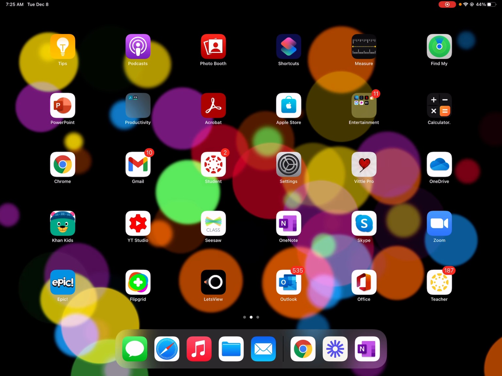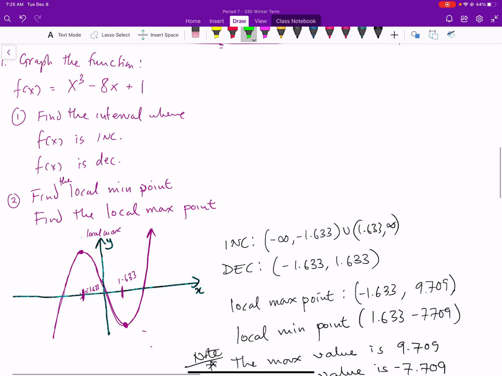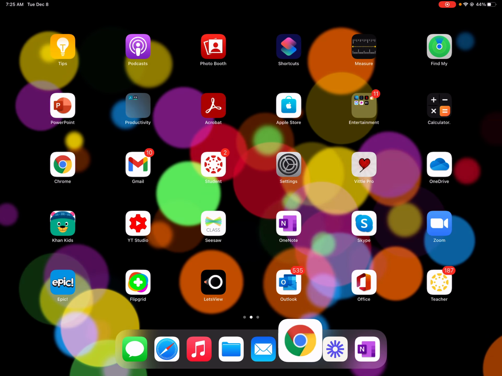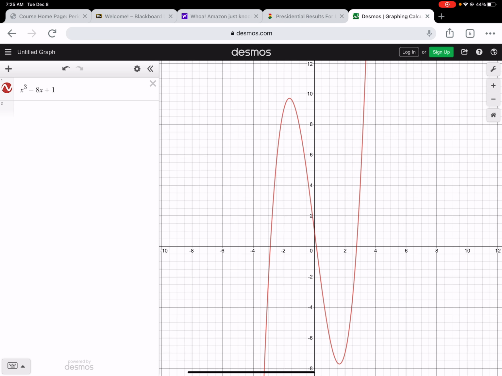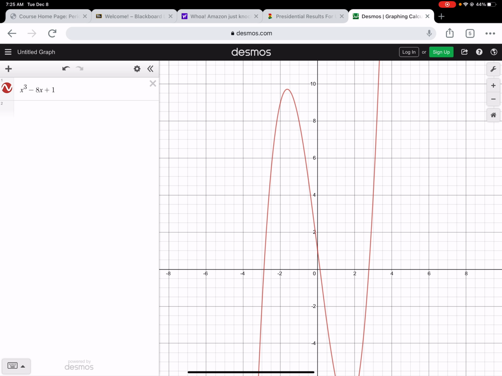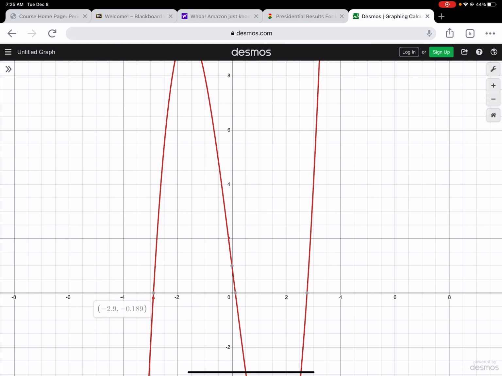All right, let's double check to make sure we're doing this right. So we're looking at increasing, decreasing, and local max and local min. Okay, so let's return and see. So this is the graph. All right, let's squeeze this here so that everybody can see it properly.